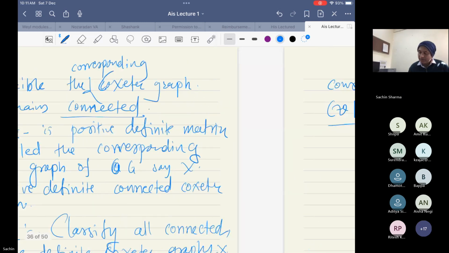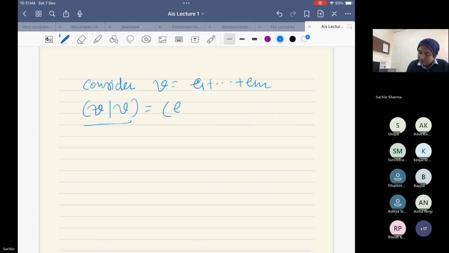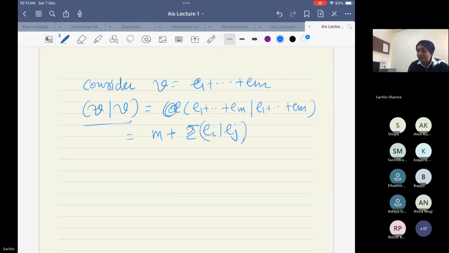So this is just nothing but, if you take what it is, M plus the sum of EI EJ, where I is connected to J. I'm not writing 2 because I and J are arbitrary here.